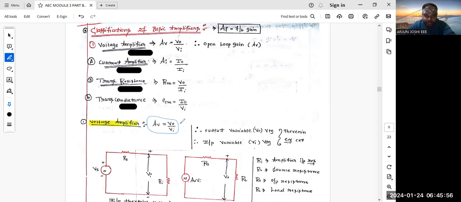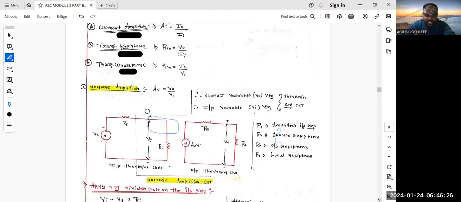Feedback is nothing but beta. The normal gain, the gain of the amplifier, is A. The feedback gain is Af. We should know those basics. The output variable here is V naught and the input variable is Vi, the input voltage and output voltage. Both the input and output are voltages, so we can go for Thevenin's theorem. We can apply Thevenin's theorem for this one.